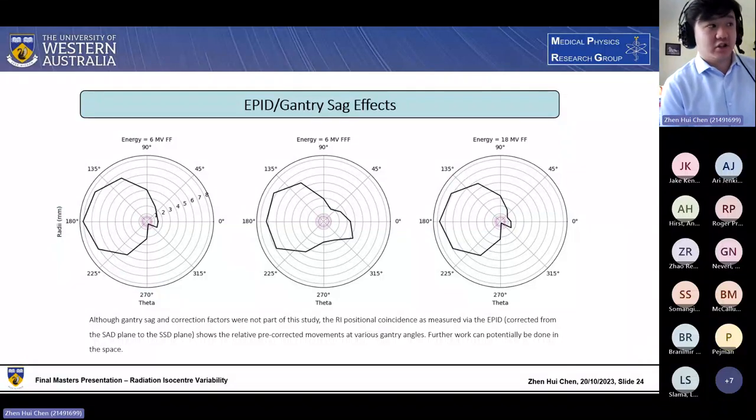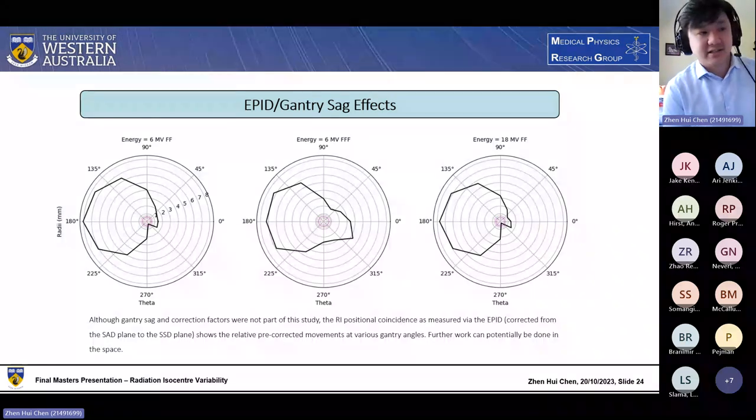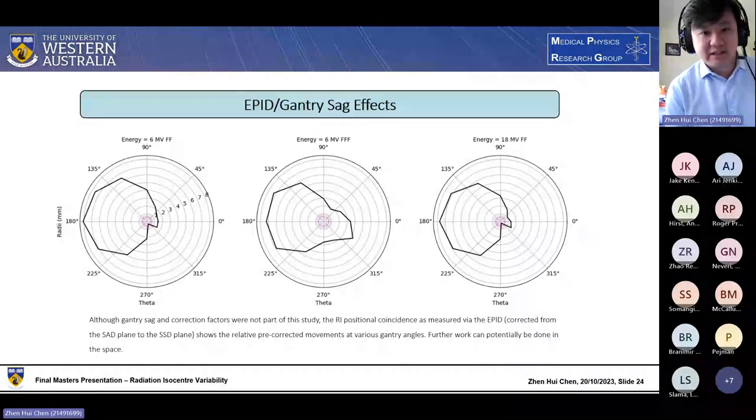So this actually shows the EPID and gantry sag effects, which some of the previous students and Pejman actually characterized. And even though the gantry sag and correction factors were not part of this study, we can see that the greatest sag occurs at 180 degrees for Elekta Linacs, and this suggests that the supporting arm isn't as sturdy as we thought it was.